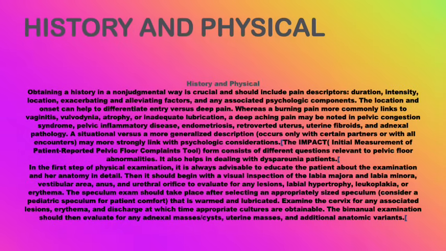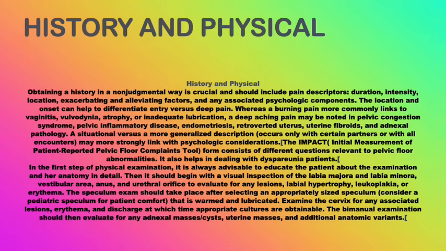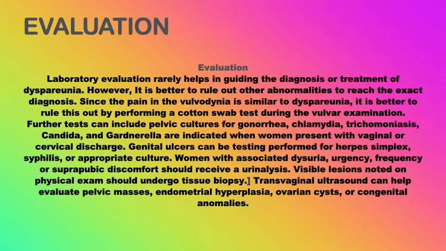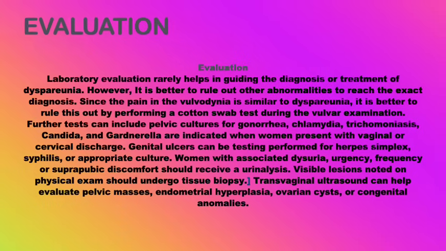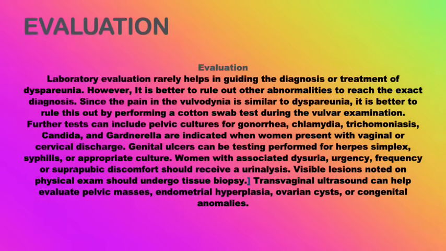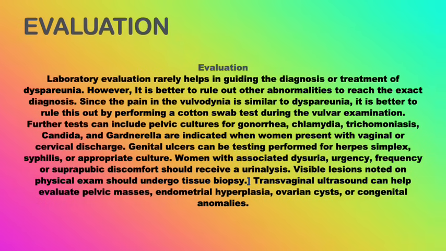Bimanual examination should then be done to evaluate presence of cyst, adnexal mass, uterine mass, and additional anatomic problem. The evaluation rarely helps in guiding the diagnosis or treatment of dyspareunia. However, it is better to rule out abnormalities to reach the exact diagnosis. Since the pain in vulvodynia is similar to dyspareunia, it is better to rule this out by performing cotton swab test during the vulvar examination.